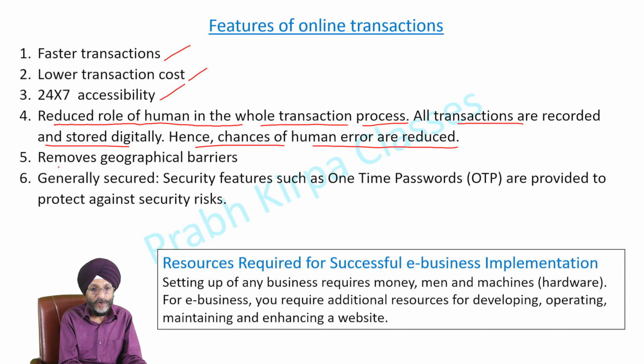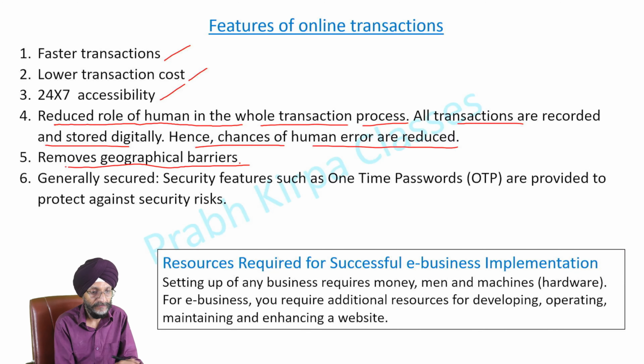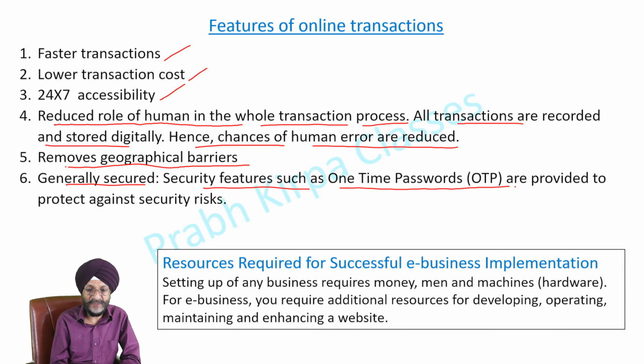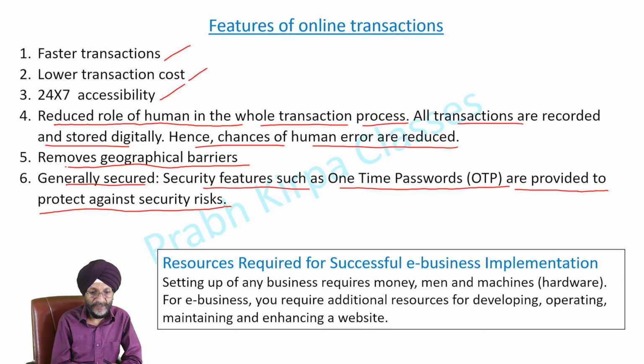Fifth, online transactions have removed geographical barriers. We can do an online transaction and buy anything from any part of the world. Online transactions are generally secured. Security features such as one-time passwords, that is OTP, are provided to protect against security threats.